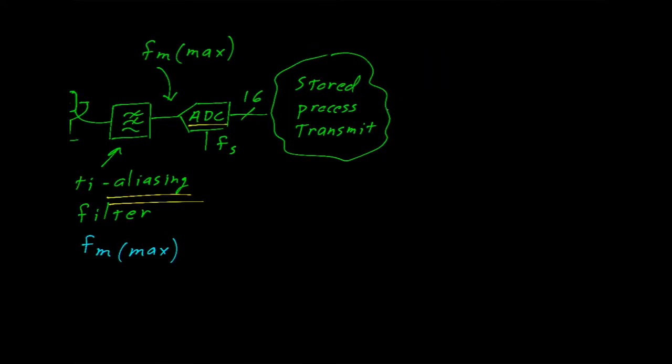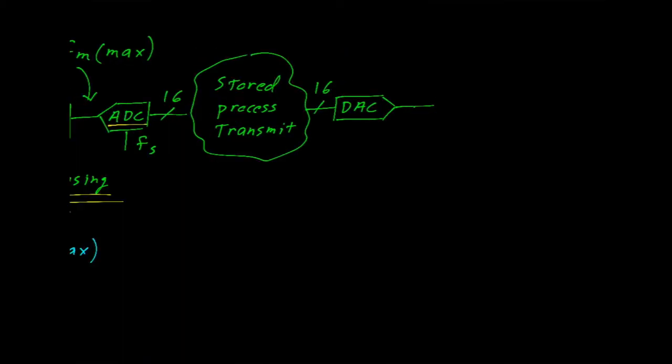On the other side of this system, we'll find a digital to analog converter, which takes in this case 16 bits, and outputs an audio signal, which is low-pass filtered, amplified, and sent to a loudspeaker. Know that the digital-to-analog converter also has a clock input, which is called sampling frequency, just like the ADC.